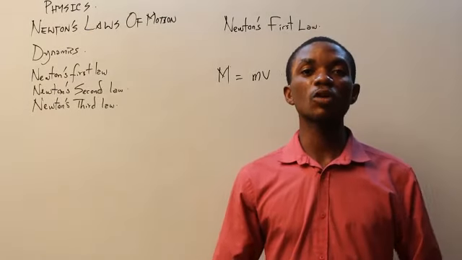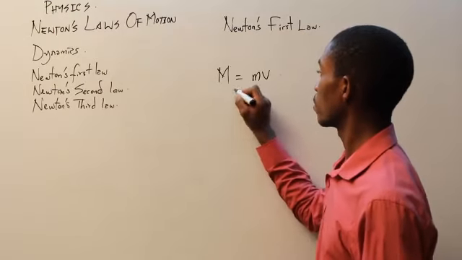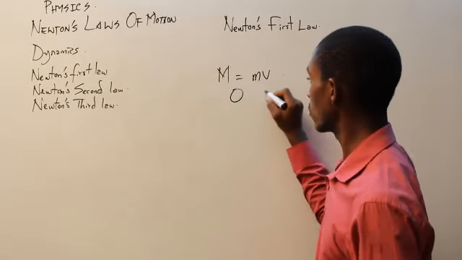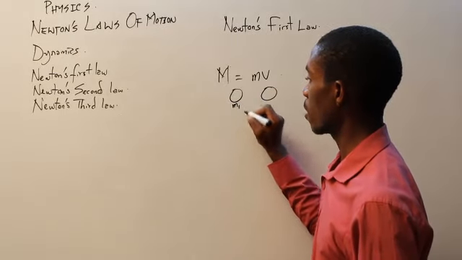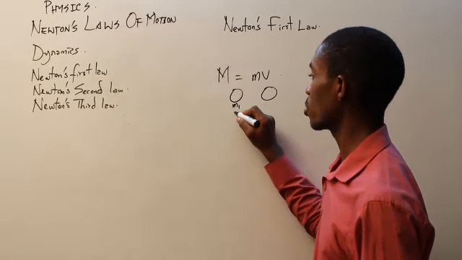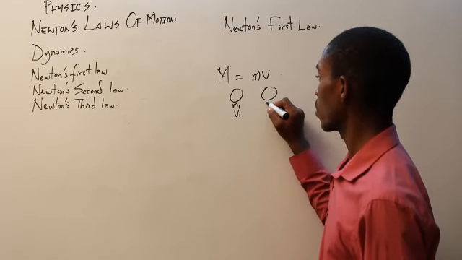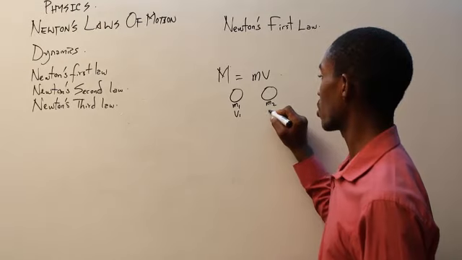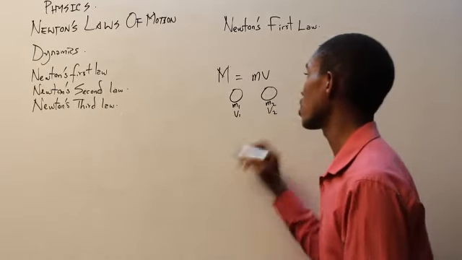So peradventure, we have two bodies that are moving, body 1 and body 2. Body 1 has a mass of m1 and a velocity of v1. Body 2 has a mass of m2 and a velocity of v2. Should they be moving in the same direction?